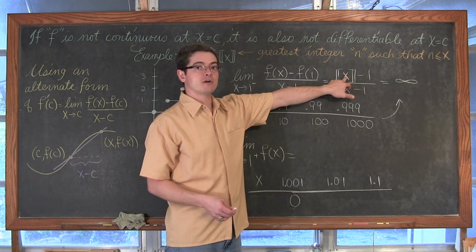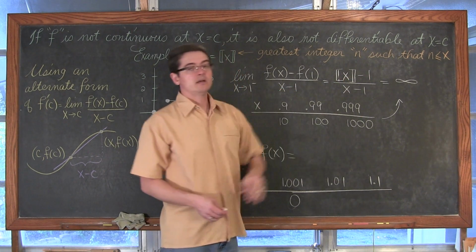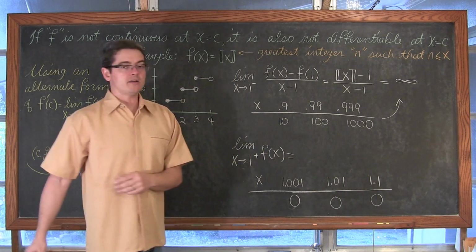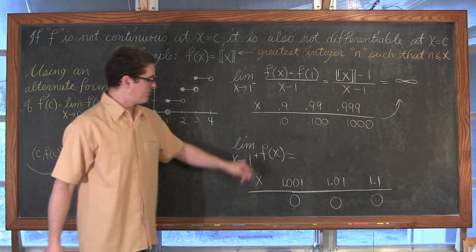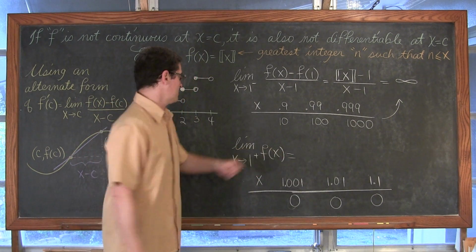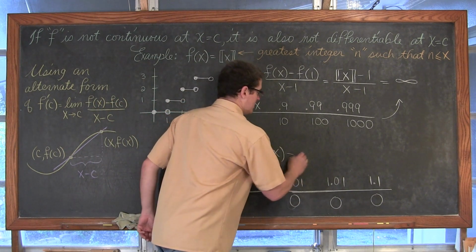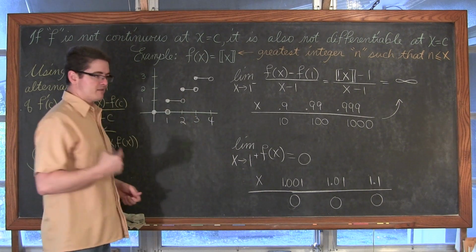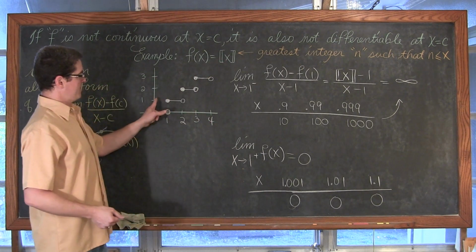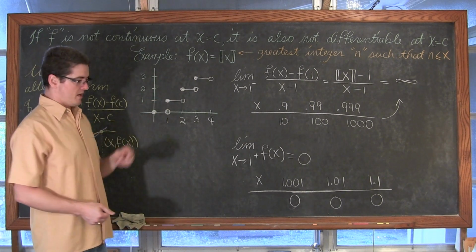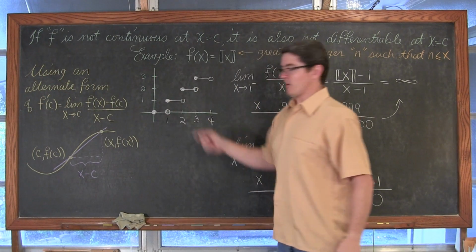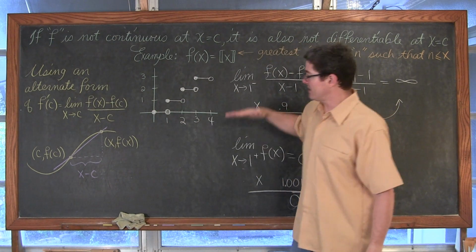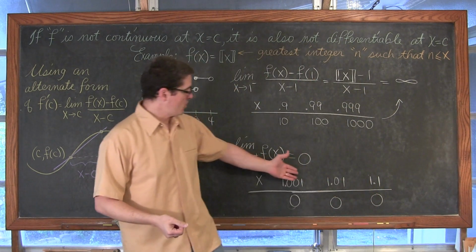1.01 plugged into our greatest integer function comes out to be 1. 1 minus 1 again is equal to 0 over something, but if the numerator is equal to 0, then all of these values are going to be 0. So as I approach 1 from the right, this limit is equal to 0. You might glance at this and think, well, I'm approaching 1 from the right, so the limit of the function is 1. But remember, we're trying to find the derivative, which is slope. And this is a horizontal line, so it makes sense that this horizontal line would have a slope equal to 0.